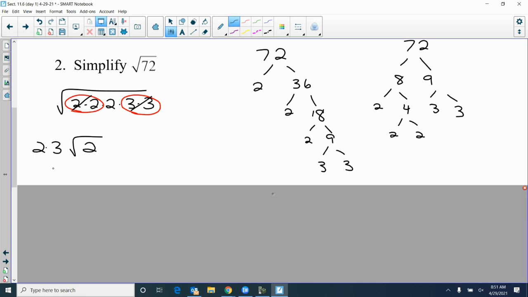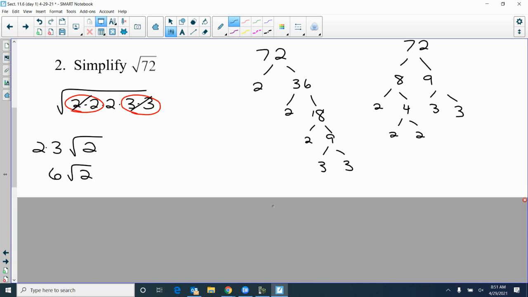Well, what's 2 times 3? 6. That's going to be your answer. So if you got more than one pair, multiply what comes out together. So that's your answer.